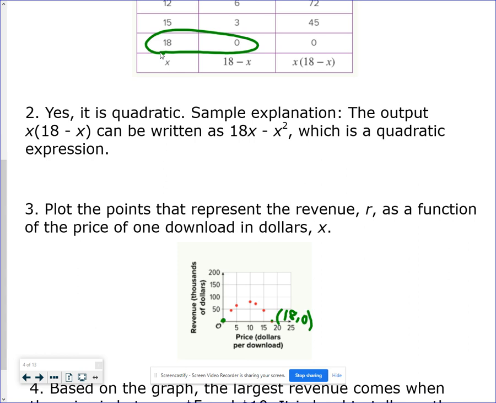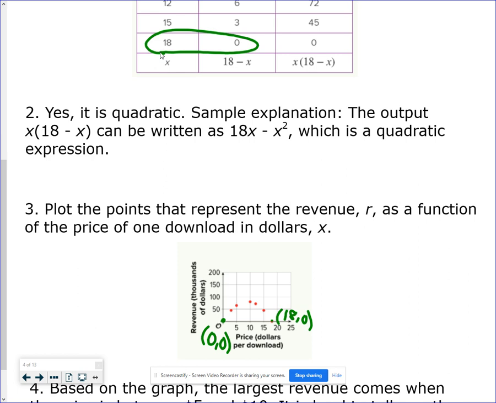Does everybody understand, I hope, that we would also have 0.0 as one of our points? Because if you have 0 for a price, you're going to make $0 for downloads, right? So 0.0. So if I wanted to find the actual maximum, I know right now it looks like at $10 I might have the maximum. I don't think that's actually the maximum because we don't have all of the points graphed. If 18 is the maximum, or I'm sorry, if 18 is where it gets back down to 0, then halfway there should be the maximum, right? We should have some symmetry here.